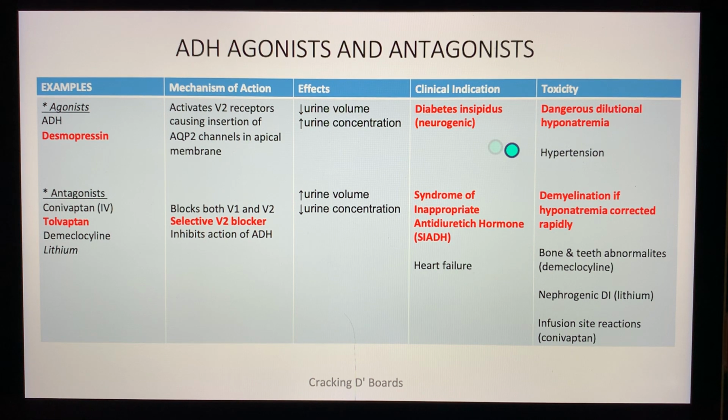Now, antagonists, tolvaptan, this is a selective vasopressin 2 blocker. It does the opposite of desmopressin. It increases urine volume, decreases urine concentration. Treatment for SIADH or syndrome of inappropriate antidiuretic hormone.